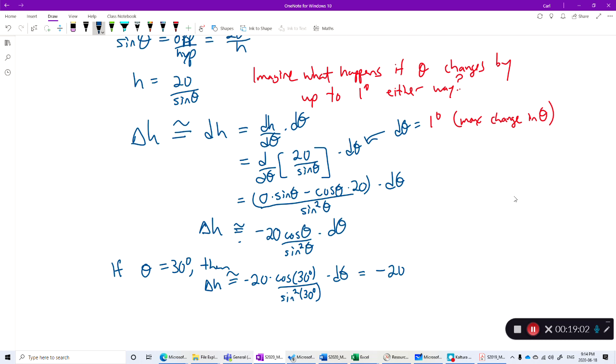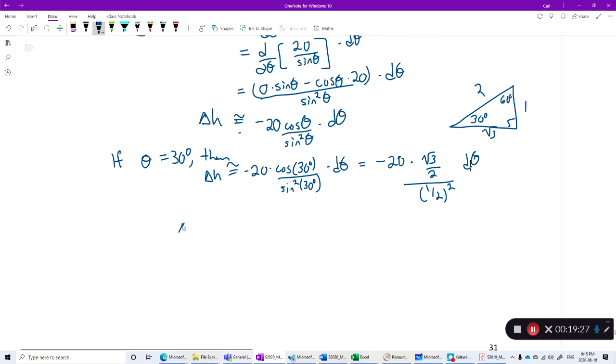what is cosine of 30? Let's see, I find it helpful to draw the special triangle when this kind of thing comes up. This is 1, 2, this is root 3. So cosine of 30 is root 3 over 2. And sine squared of 30 would be 1/2 squared, times d theta. So delta h is minus 10 root 3 divided by 1/4, which is times 4.